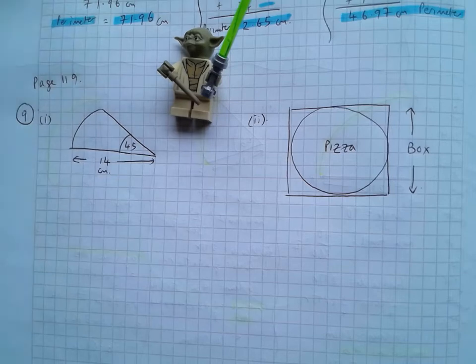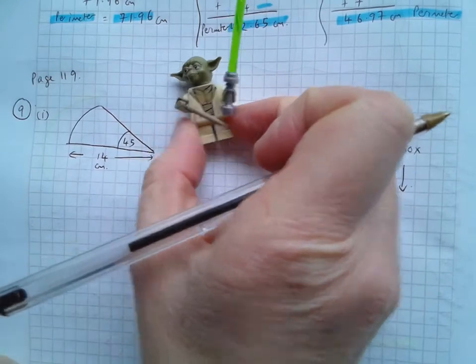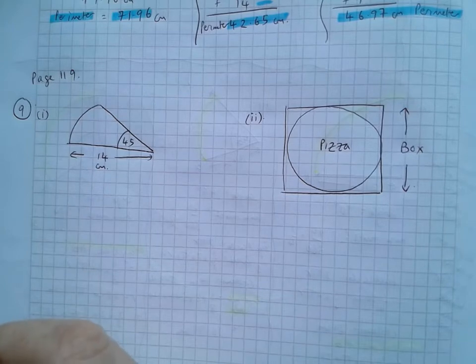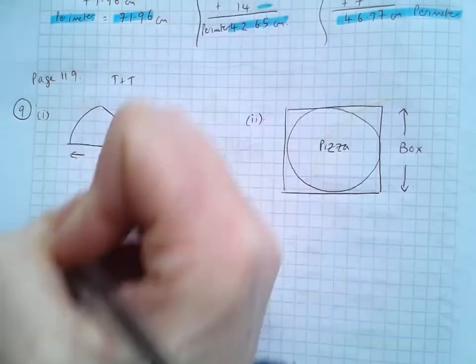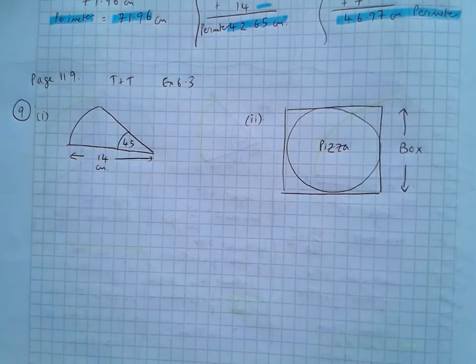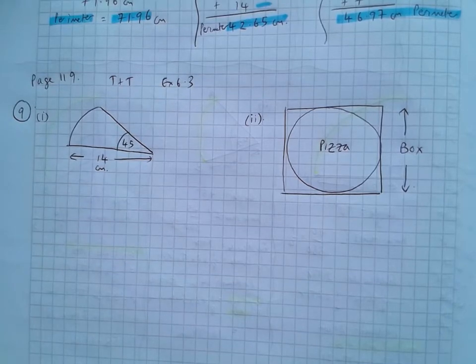Maths videos with Miss Riley and Yoda, and we're looking again today at questions involving the area and perimeter of parts of circles, or sectors as they're called, and also the length of arcs. So I'm working through Texts and Tests, page 119, exercise 6.3. A previous video looked at questions 5, 6, 7 and 8, and this video is dealing with questions 9, 10 and 11. So I'm going to fly through them a bit more quickly here.